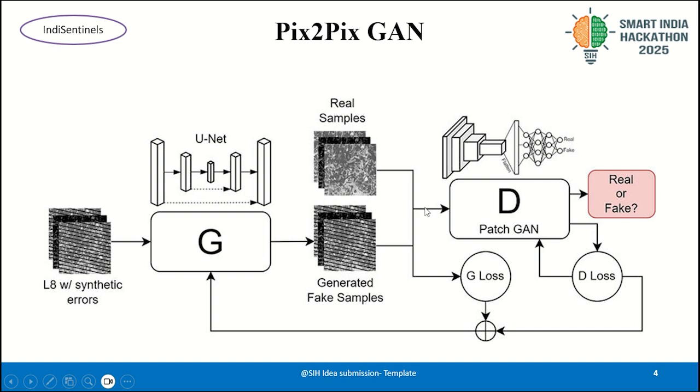It is a PatchGAN. It means that the entire image won't be used as input, but a single patch of the image pair will be used as input, and then each patch of the image will be tested as real or fake, and then based on the loss it will be retrained again. So this is how the fake samples are getting generated.